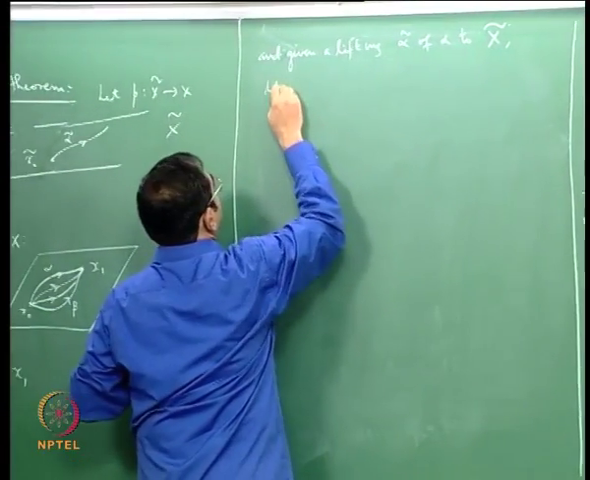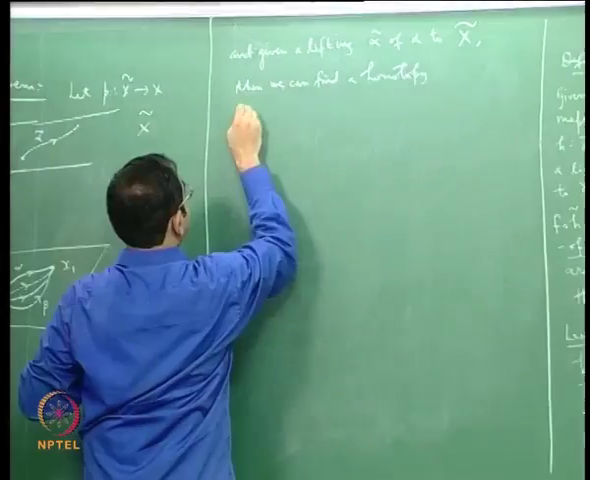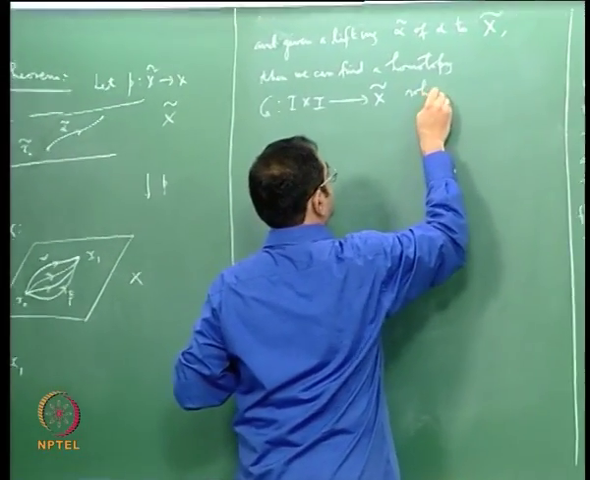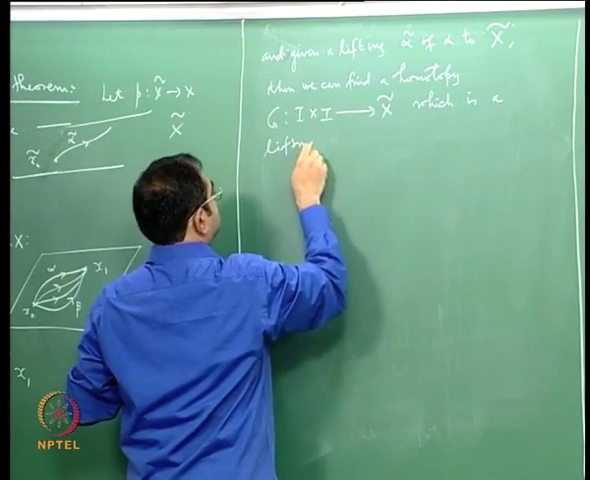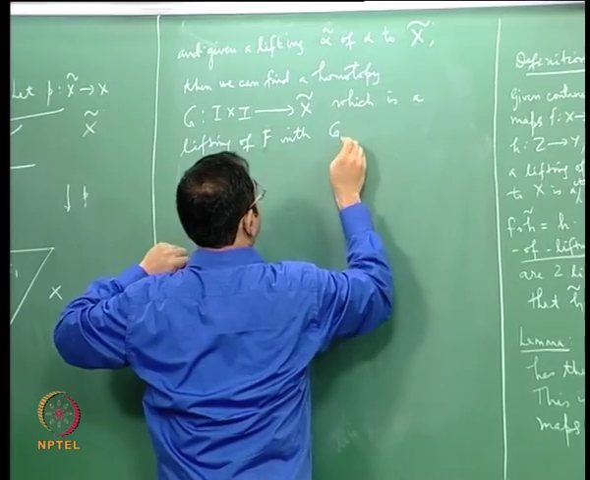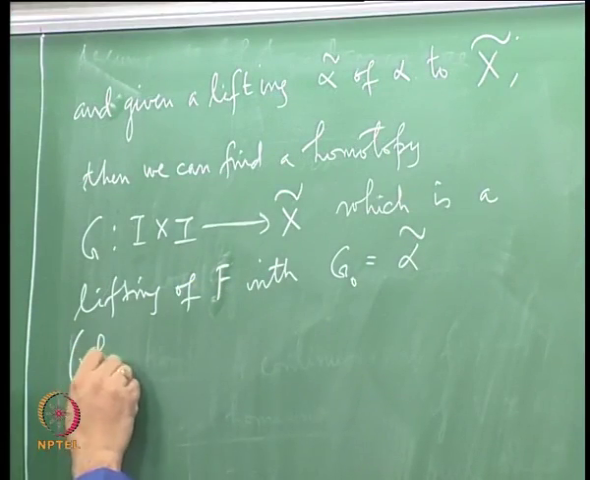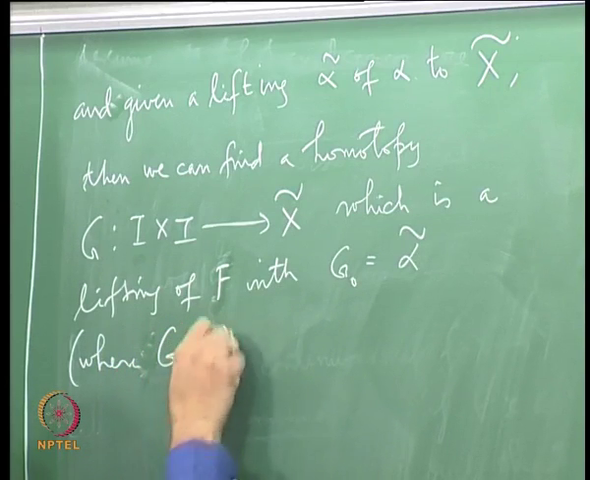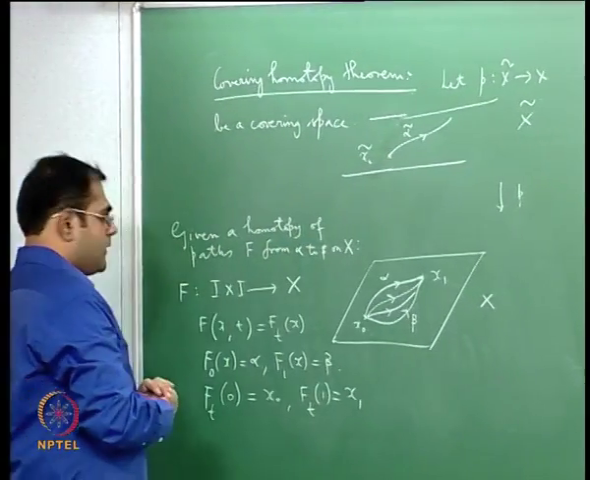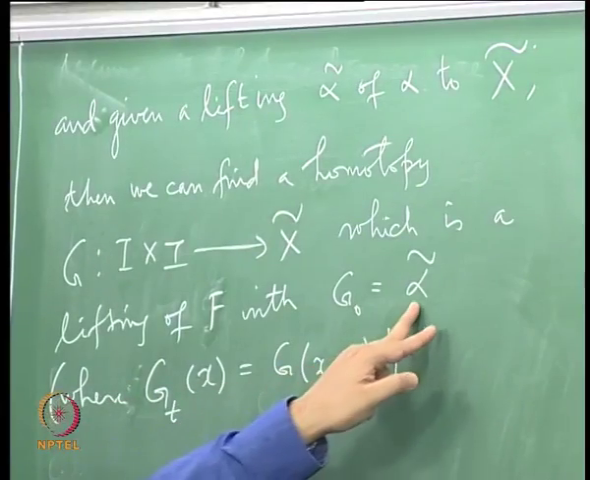Then we can find a homotopy G, I cross I to x tilde, okay, which is a lifting of f, with G0 equal to alpha tilde, okay, where of course g sub t of x is g of x comma t. So when you put t equal to 0, you get g0 of x, and g0 of x lies above f0 of x, which is alpha, and g0 is just alpha tilde, okay.